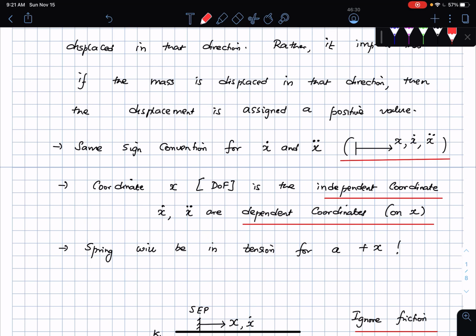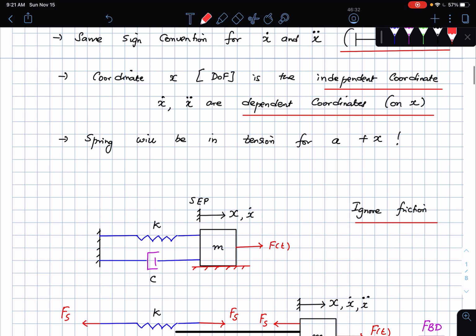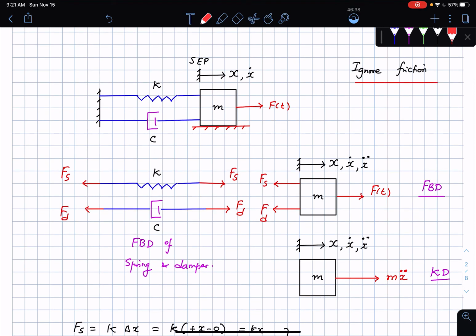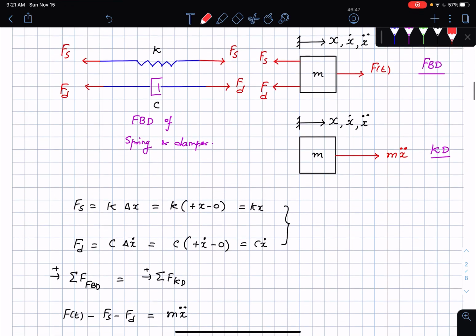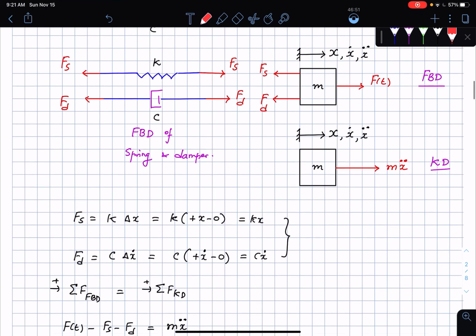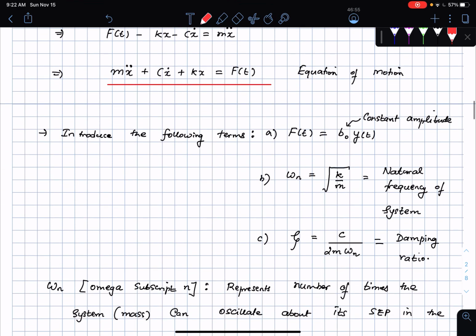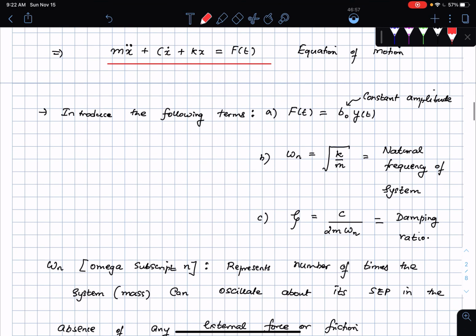Now the coordinate x is an independent coordinate here, so it's a single degree of freedom system. When the coordinate x is positive, the spring is going to be stressed, or in tension. When it is negative, the spring is going to be in compression, which means the force F of t has to change its sign as well. It has to be flipped. Then I draw the free body diagrams and the kinetic diagrams, obtain the sum of forces, and I come to the equation of motion, which I write in the standard form by introducing the quantities as you are seeing here.